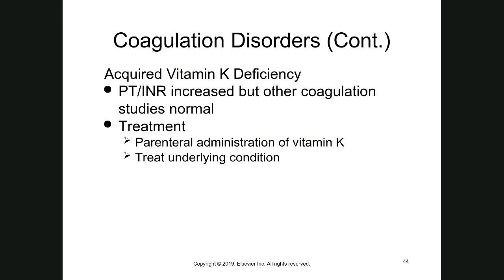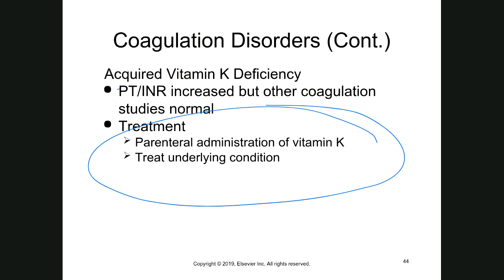Now, the acquired vitamin K deficiency is basically the same repetition. The PT and INR increase, but other coagulation studies are normal. As for the treatment, when you see that it's bleeding out, give vitamin K immediately.